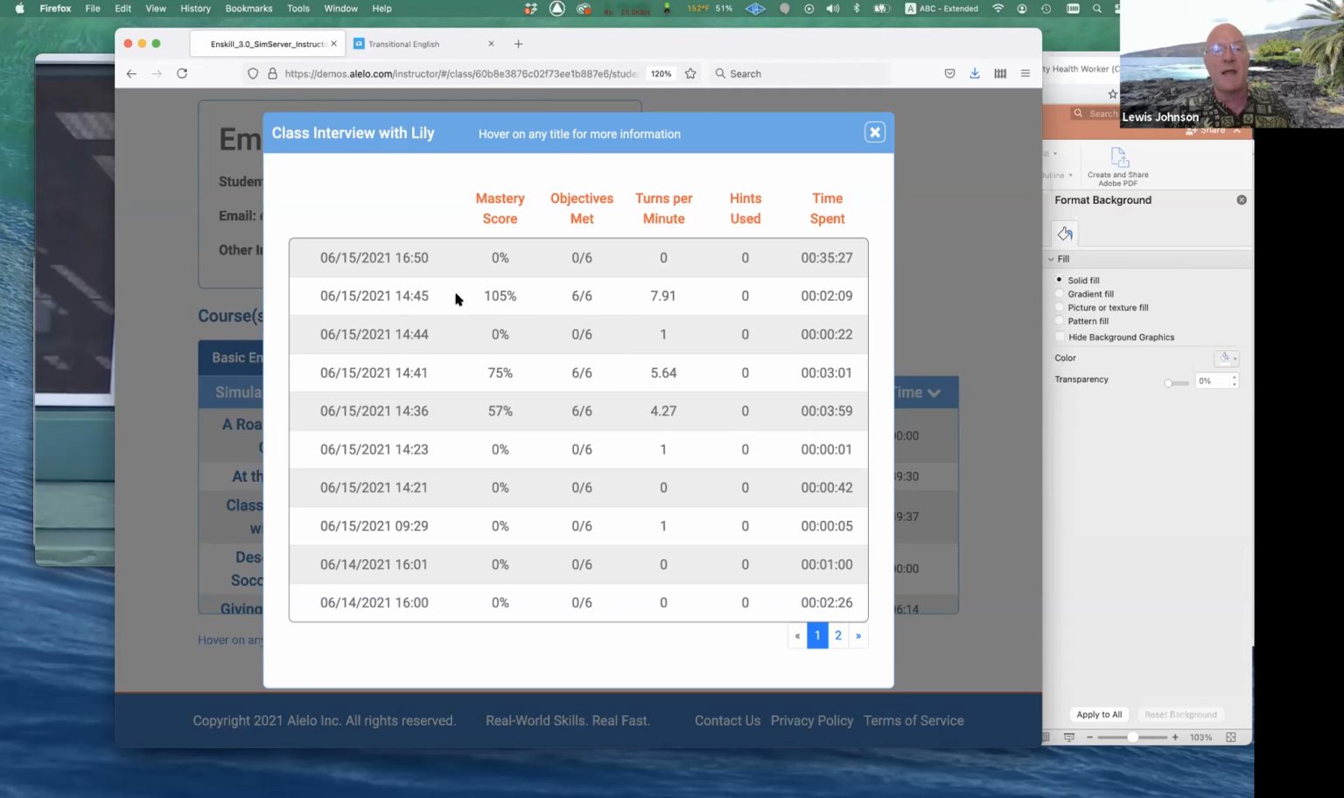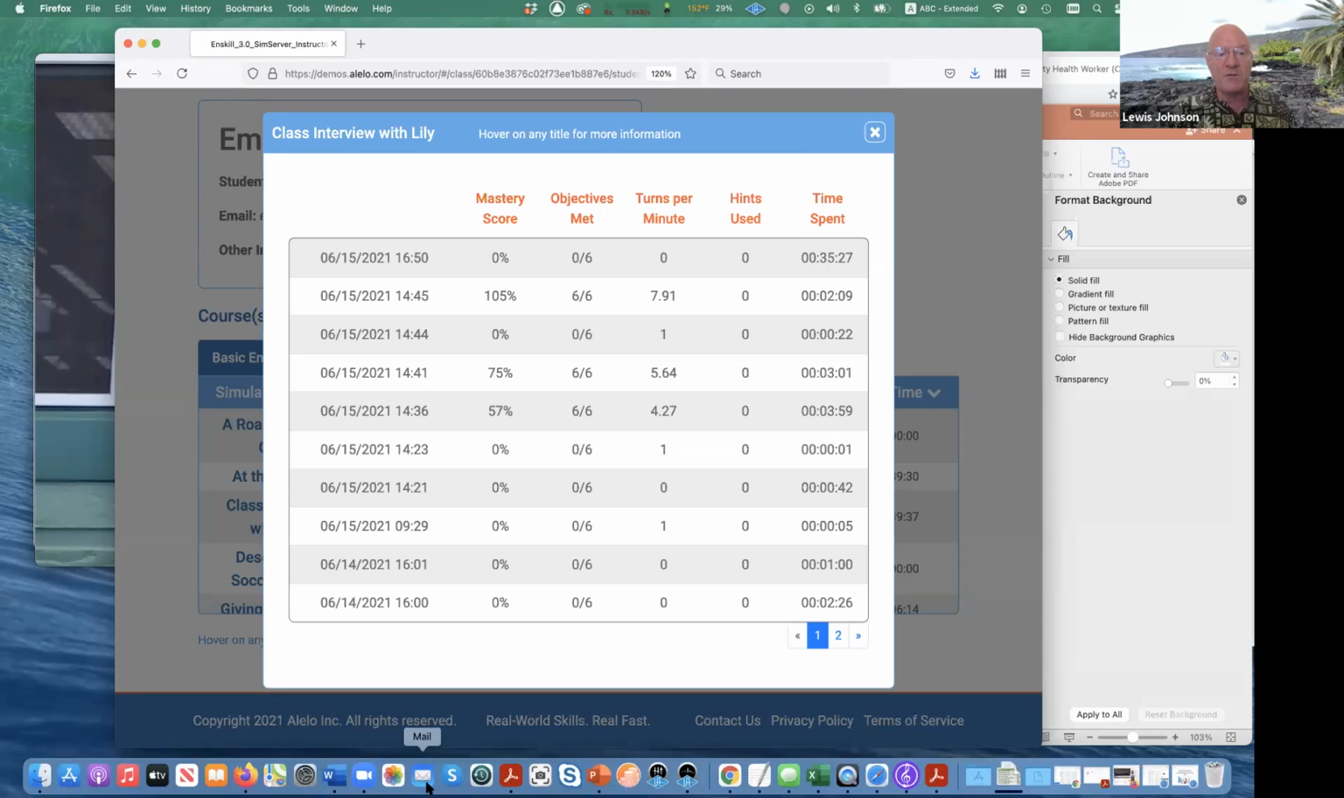This student in this last run, the highest score was nearly 8 conversational turns per minute, which is at a native speaker rate. So actually he got a mastery score of 105%. In other words, we judge what's the highest level we would expect students to get to. This student is exceeding that level. So here with just a few clicks, me playing the role of the instructor, I'm able to track and make sure that students are progressing satisfactorily.